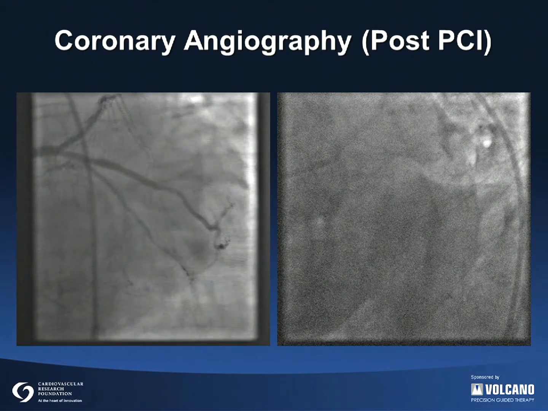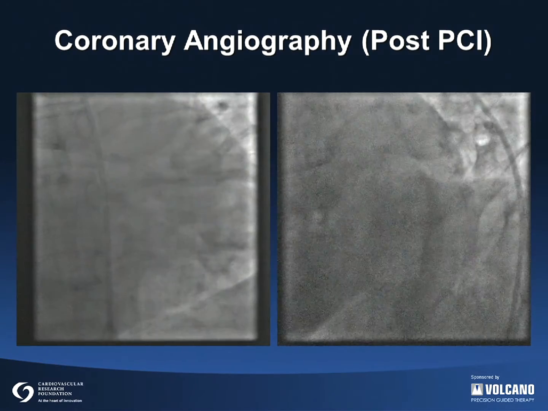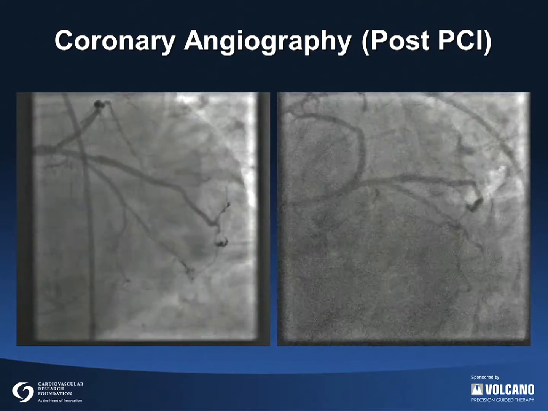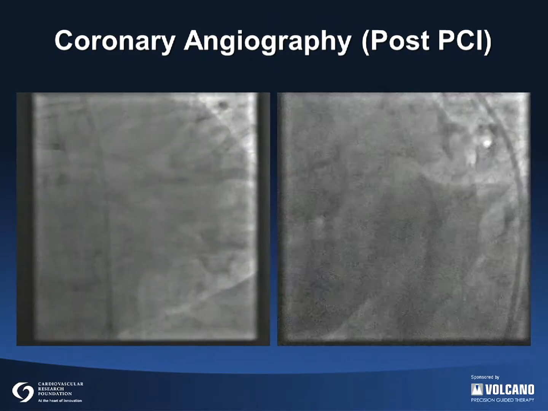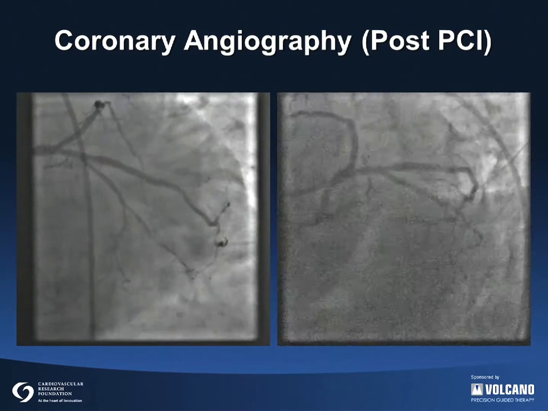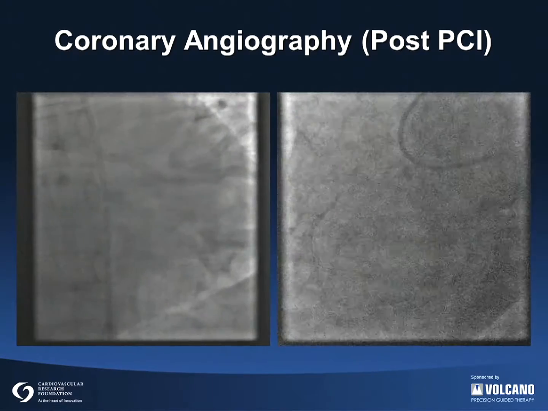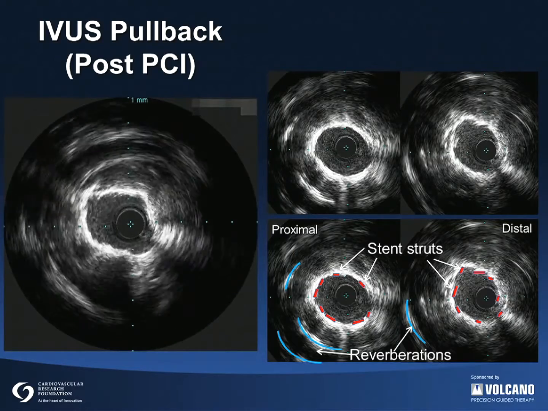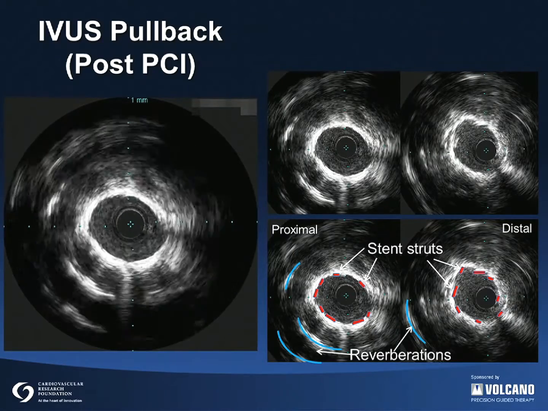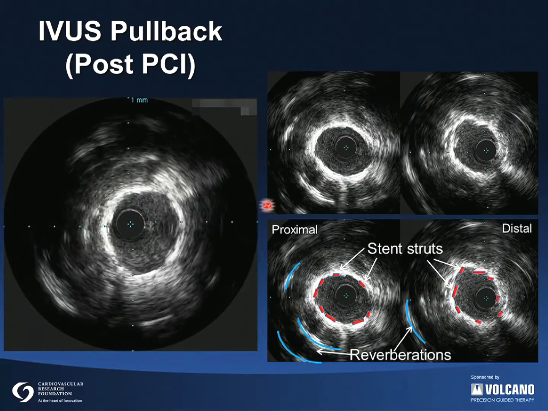Maximum balloon size was 3.5 millimeters in diameter, and the maximum inflation pressure was 20 atmospheres. The IVUS pullback starts in the stent. The stent looks underexpanded by IVUS, even though the angiographic result was good.